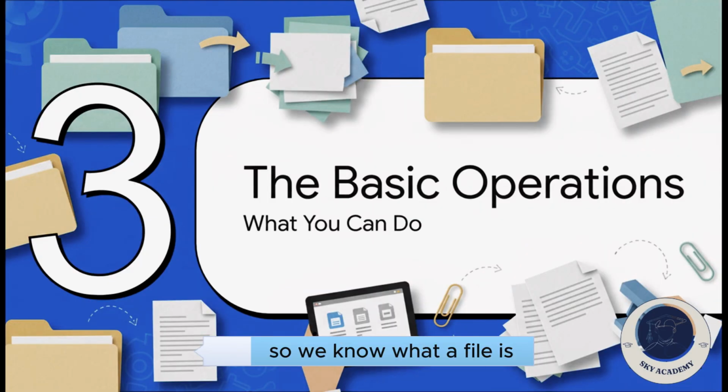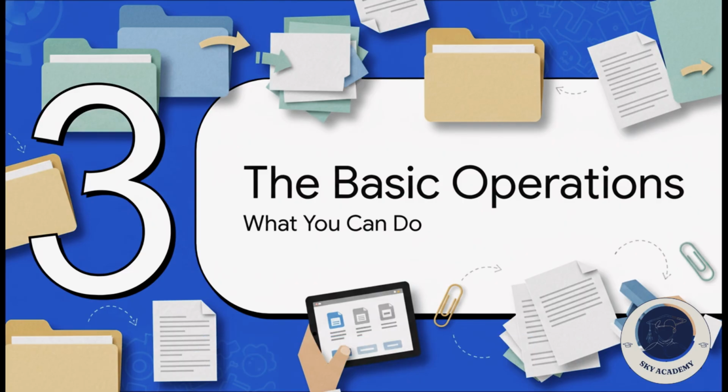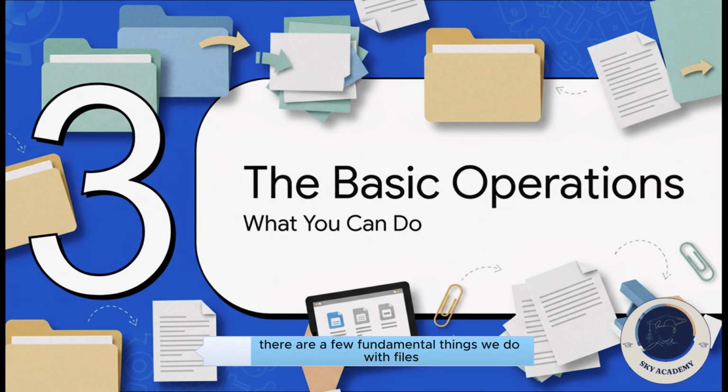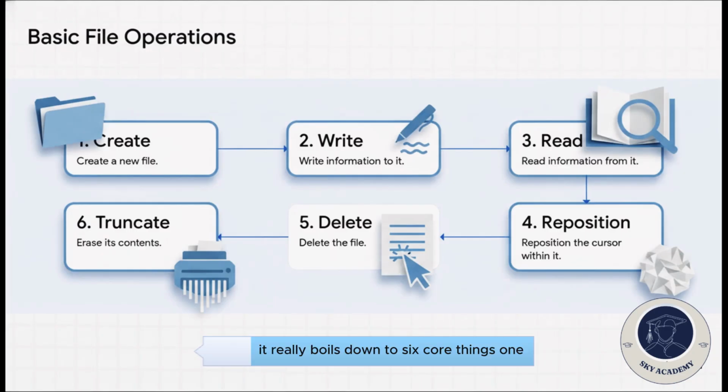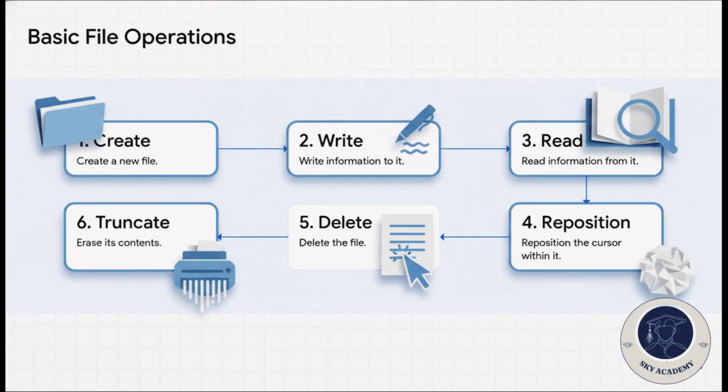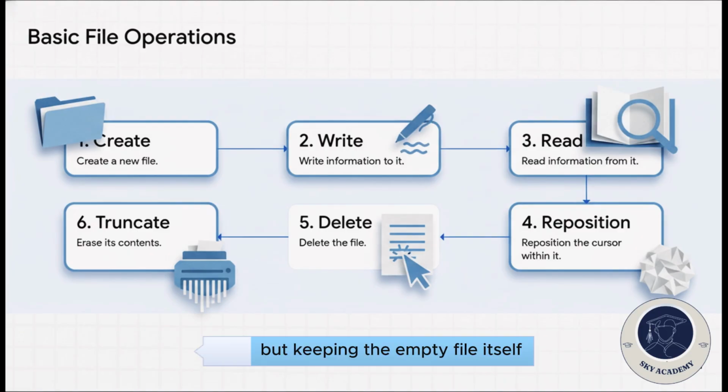Okay, so we know what a file is. We know it has an ID card, but what can we actually do with one? Well, just like with a piece of paper, there are a few fundamental things we do with files all the time. It really boils down to 6 core things. 1, we can create a file from nothing. 2, we can write new info to it. 3, we can read what's already there. 4, we can move our cursor around inside it to edit a specific part. 5, we can delete it when we don't need it anymore. And number 6 is an interesting one. We can truncate it, which basically just means erasing everything inside, but keeping the empty file itself.